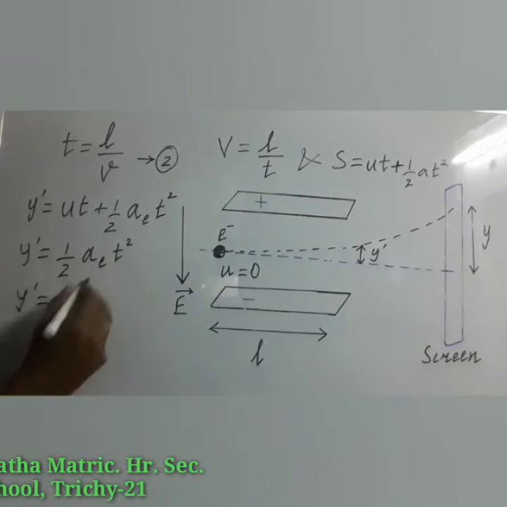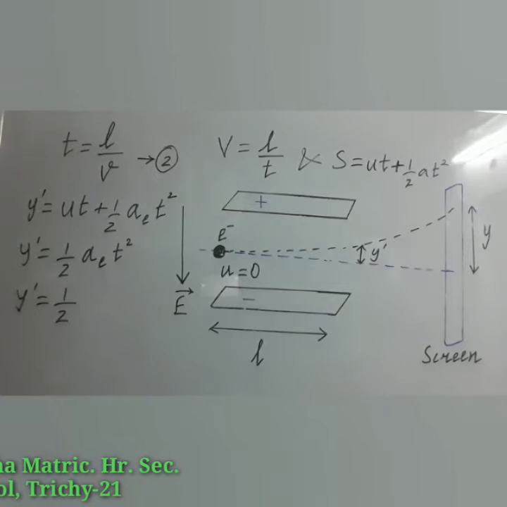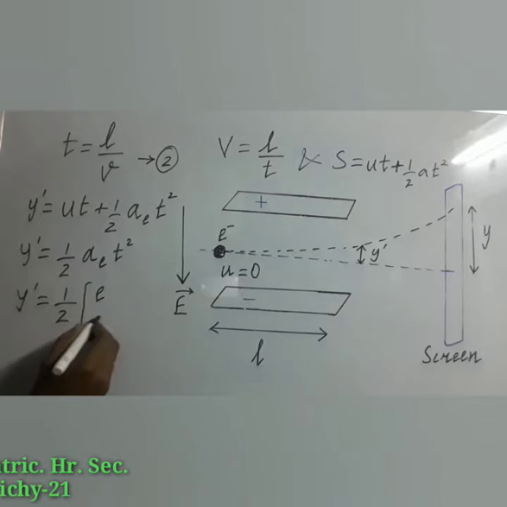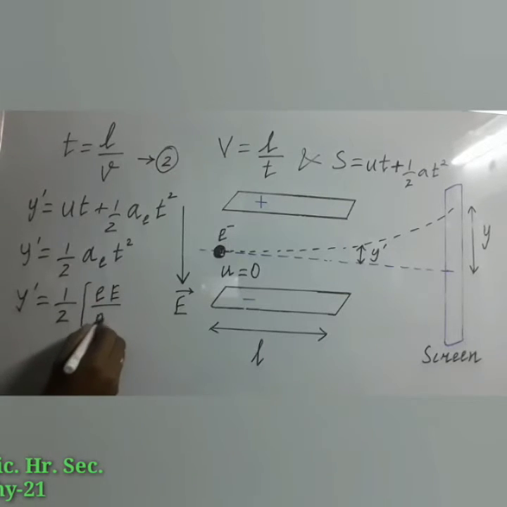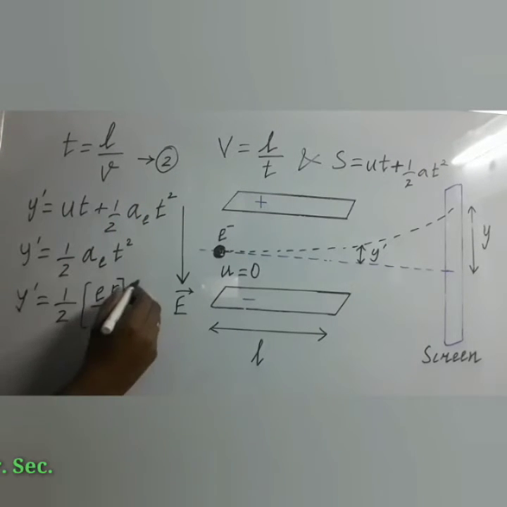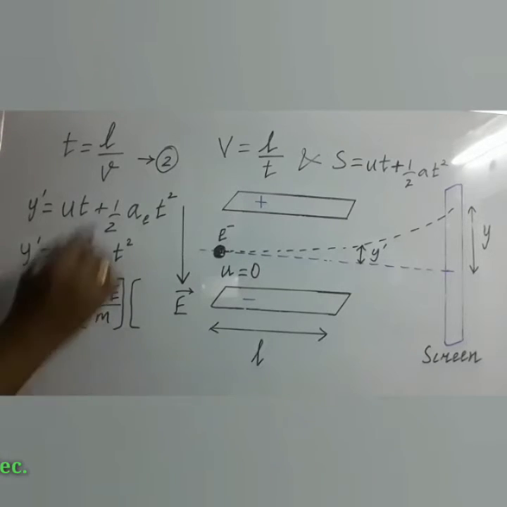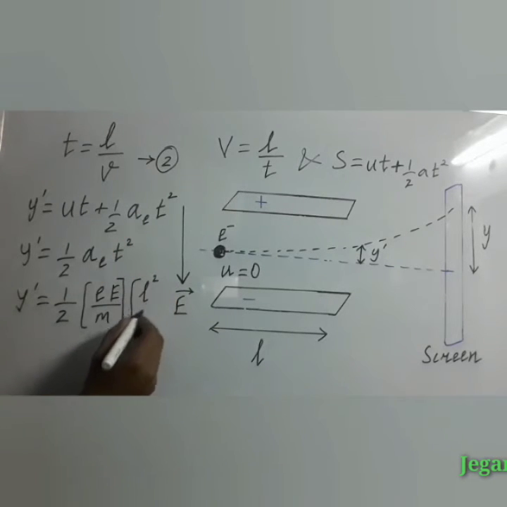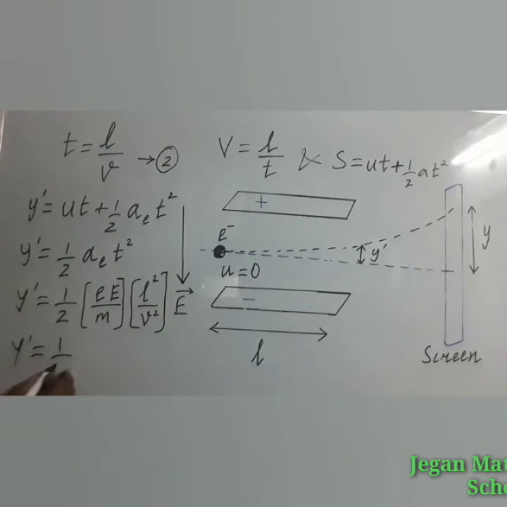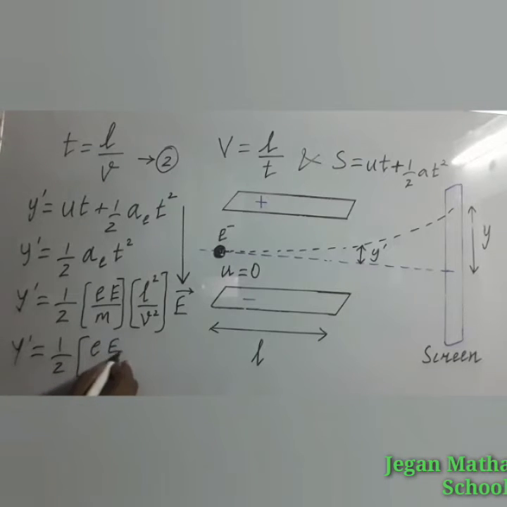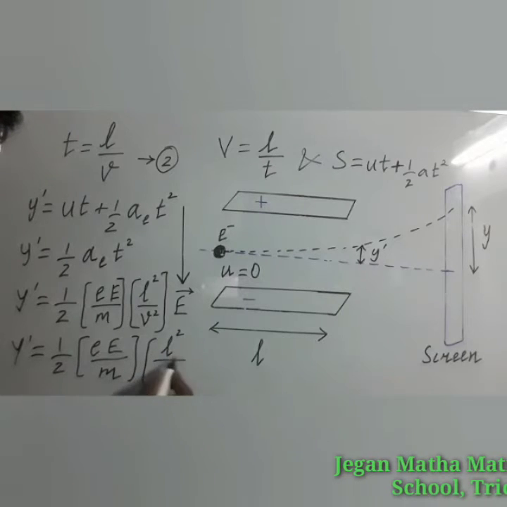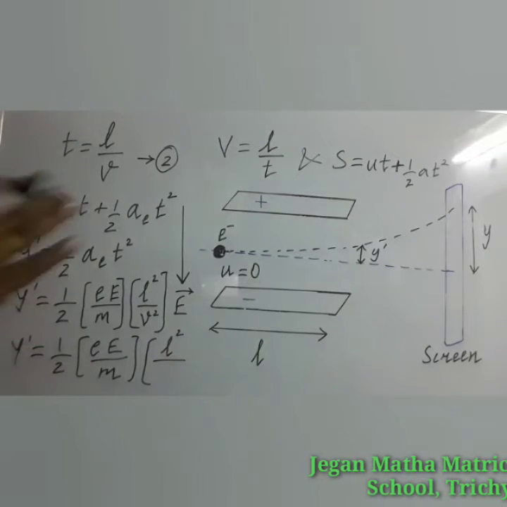What is the expression for acceleration of the electron? Refer to the first equation: E by m. Here in the second equation we have written the expression for time. So here time square we have written, so here also you have to take square: L square by v square. This expression can be written as y dash is equal to 1 by 2 E by m L square, where v is the velocity of the electron.